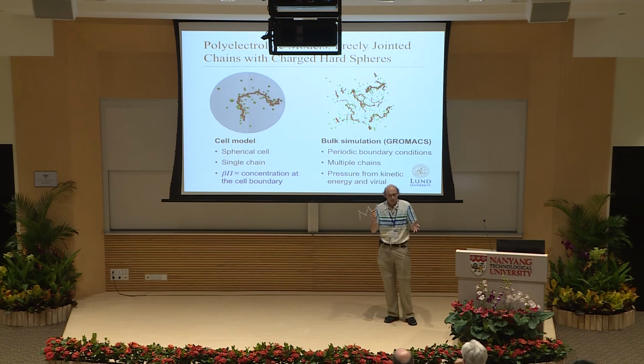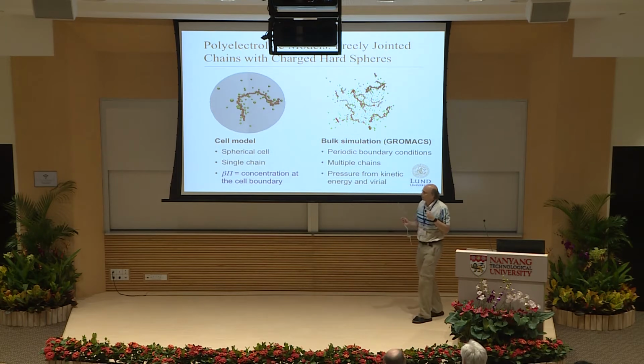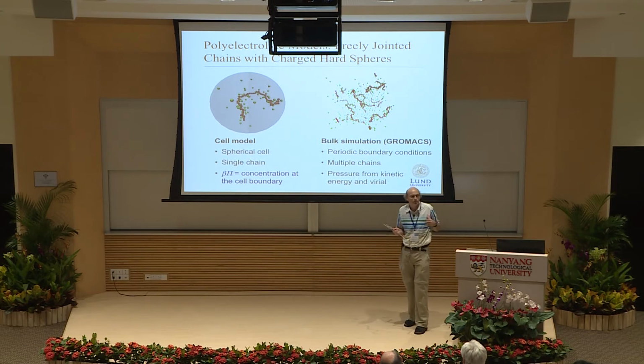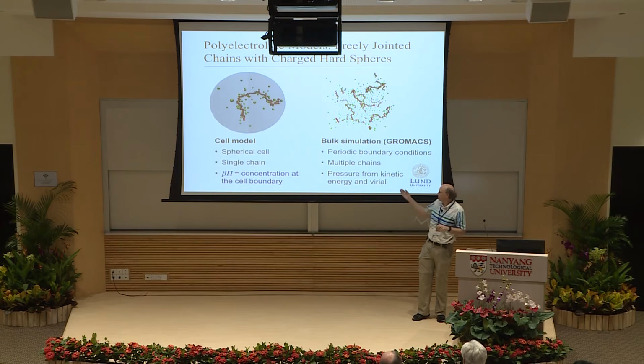inside a spherical cell. This is very nice because in the cell model, osmotic pressure can be measured as the concentration on the boundary. So it's easy to think about, because anything that affects the concentration on the boundary, such as attracting the counterions to the polyion, directly affects the osmotic pressure. So it's easy to think about the phenomenological effects. I also did bulk simulations using GROMACS with periodic boundary conditions and multiple chains, actually 8 chains, which is more than enough to get convergence in terms of size. And then, of course, the pressure is more difficult to think about in terms of all the interactions. But anyway.